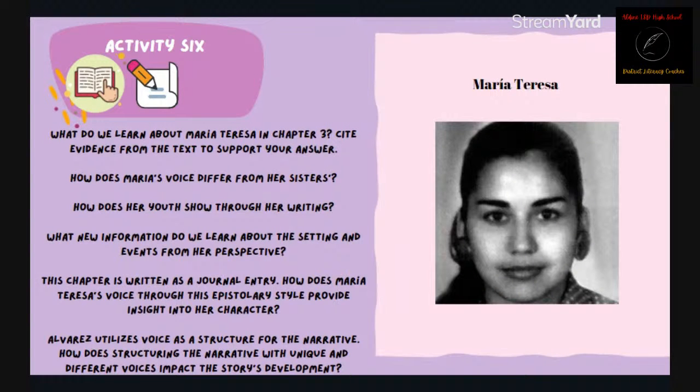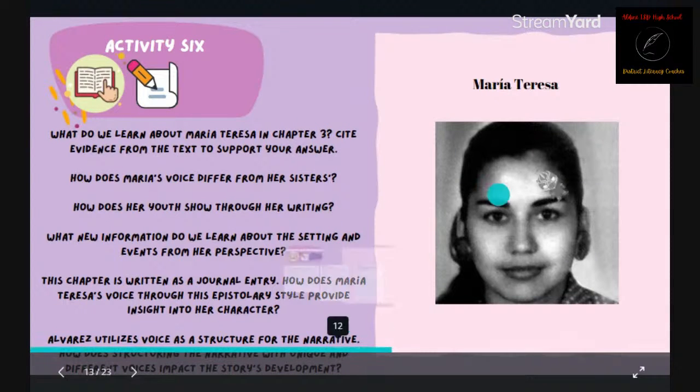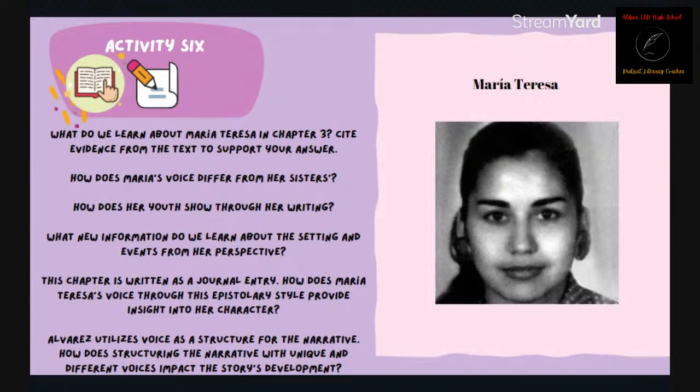To wrap up lesson 6, students read and annotate chapter 3 of the novel, thinking about how Maria Teresa is different from her sisters and adding new or interesting words they encounter in their vocabulary journals. Next, they complete the character note-taking tool for Maria Teresa and respond to the questions on the screen. To support students, the teacher might explain that chapters written from Maria Teresa's perspective are epistolary. The teacher should continue to model good reading and listening strategies.